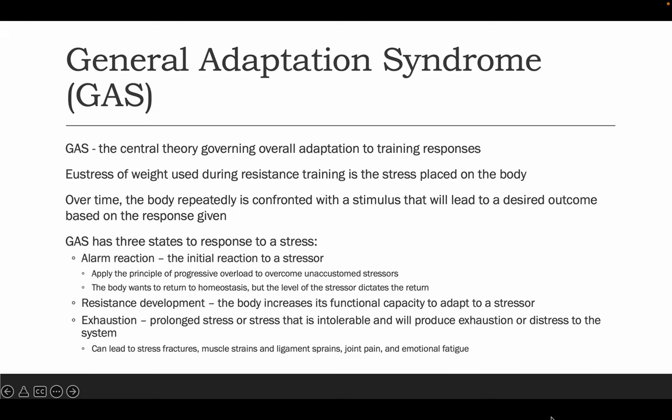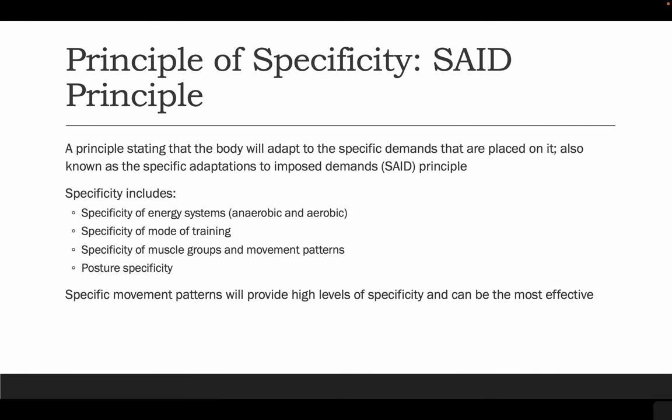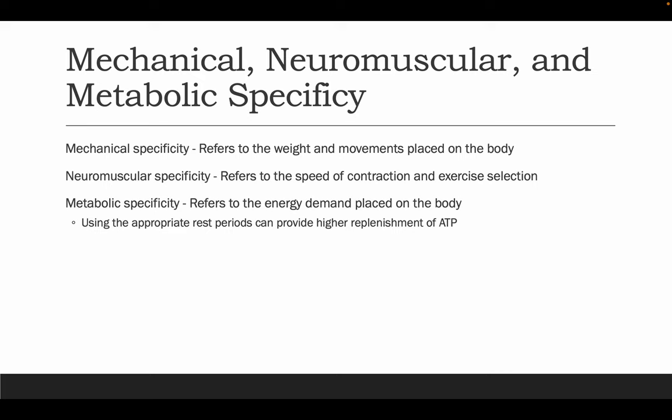So we said, if we go back a couple of slides, general adaptation syndrome over here, and specificity, or the SAID principle. Specific Adaptations to Imposed Demands is what SAID stands for. This principle is basically, again, you put specific demands on the body and it will start to adapt to it and start making the changes necessary. So where does your specificity come from? What energy systems you're using? We talked about those in the exercise science chapter. What mode of training are you using? What muscle groups and movement patterns are you doing? And is it posturally specific? By being specific in all of those aspects, we can achieve that goal of the change or adaptation we're looking for, again based on the goal of that person.